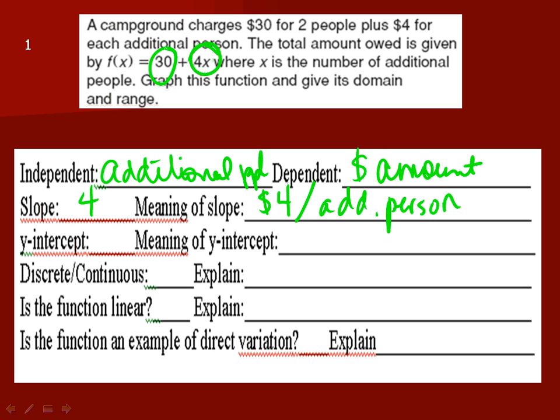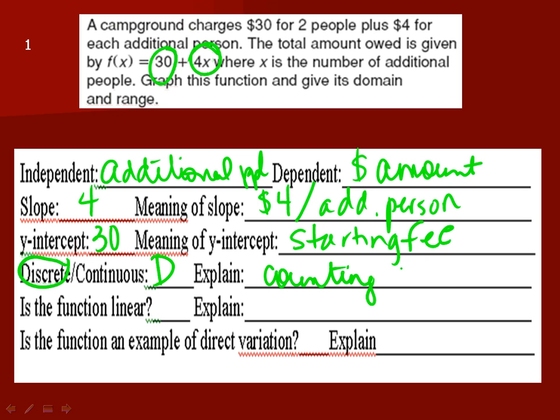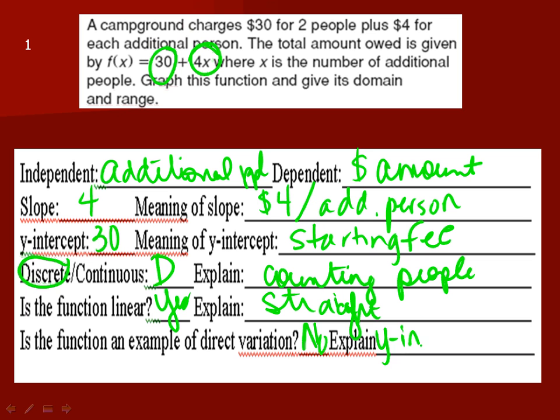The y-intercept is the 30, and the 30 is your starting fee, and that was for 2 people. Discrete or continuous? It is discrete. The reason is that you are counting people. The function is linear, yes, because when I graph it, it makes a straight line. You could also say that it's linear because it has a common difference. Is it direct variation? That would be no, because the y-intercept is 30, not 0.